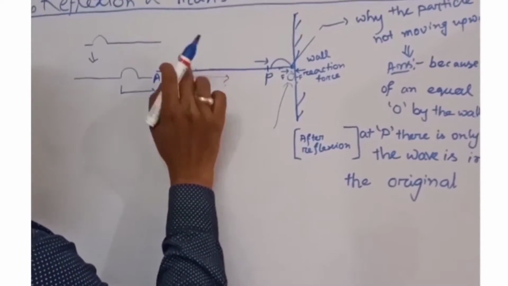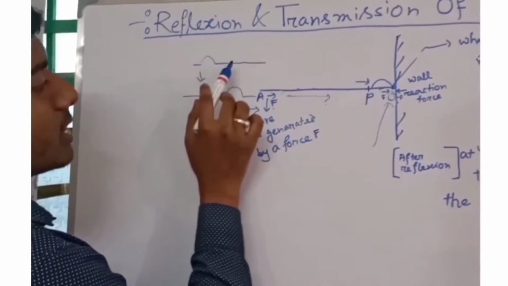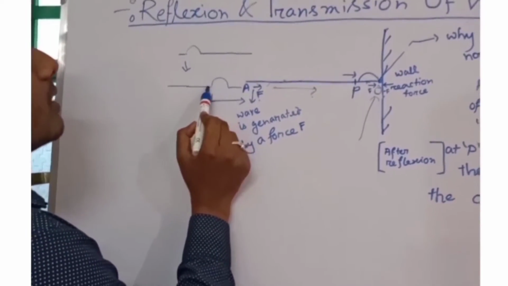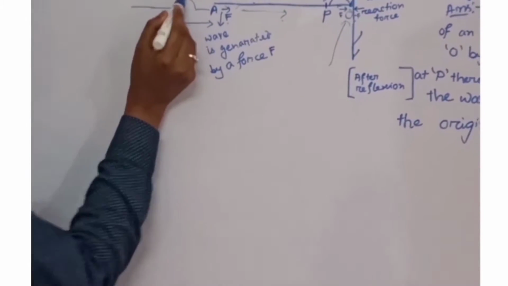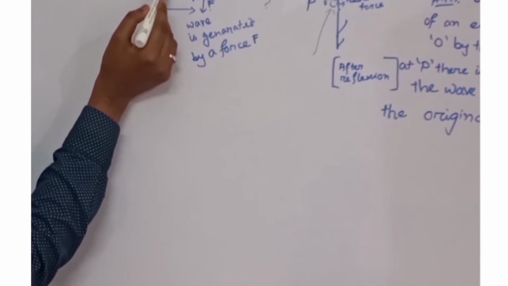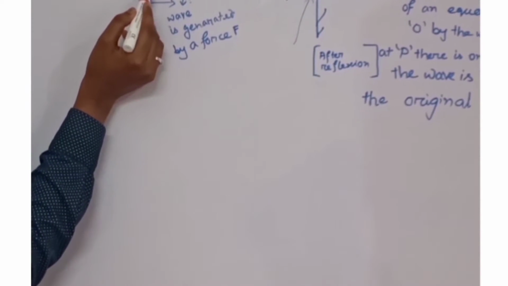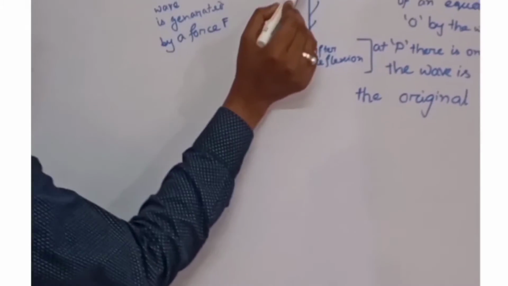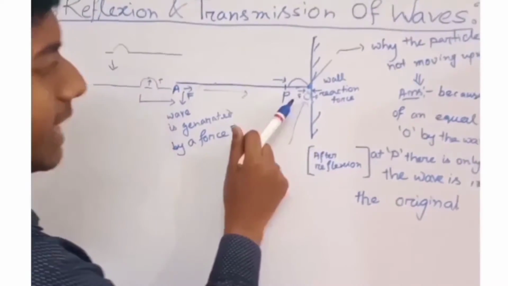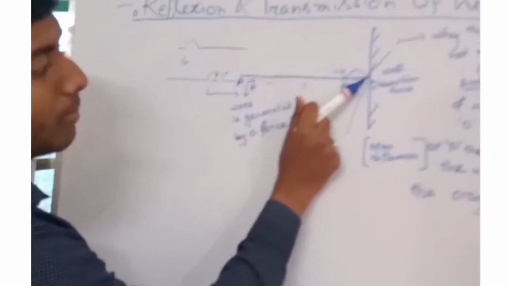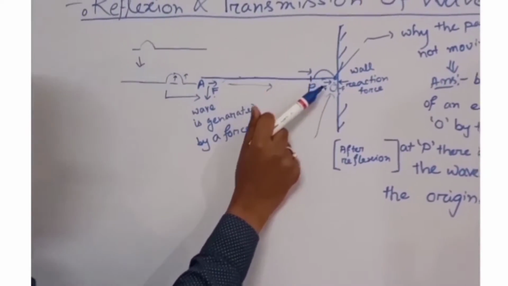We can see that at every point in this string, when the wave is propagating, every particle is moving upwards. Suppose this is the point. Every particle is moving upwards, right? Not in this line, but upwards. So what happened at the point O? We can see that at point O, the particle will not move either upward or downward.